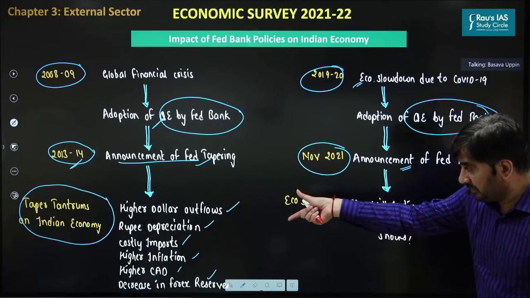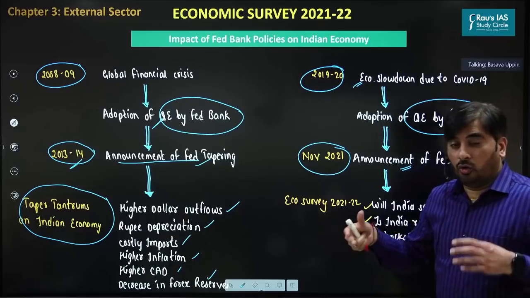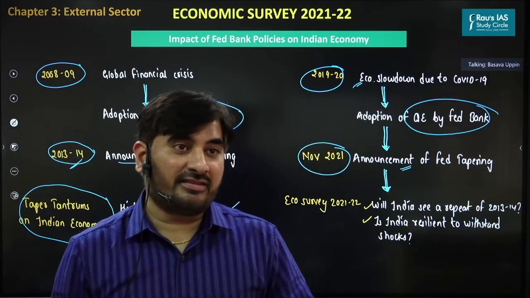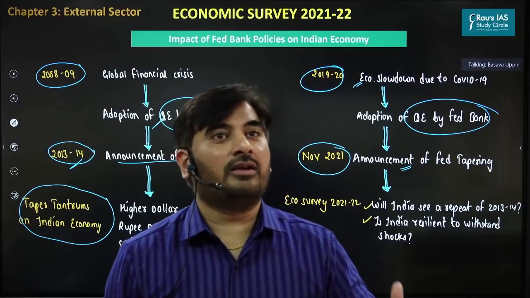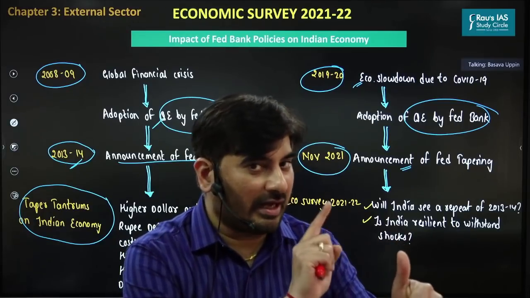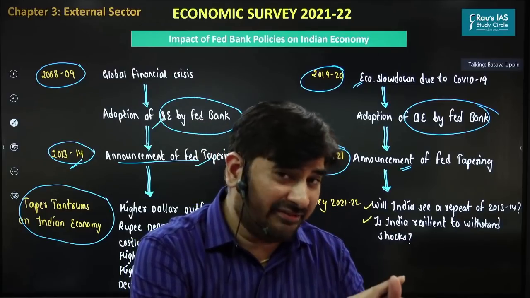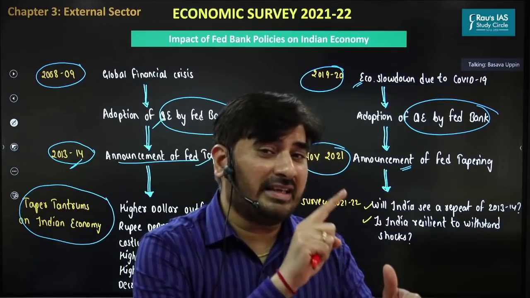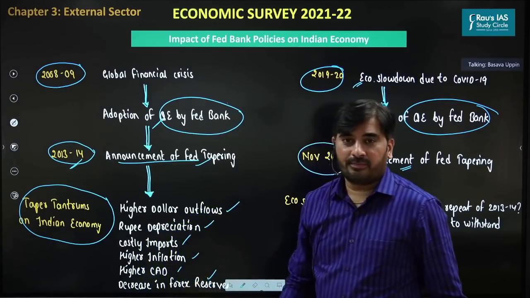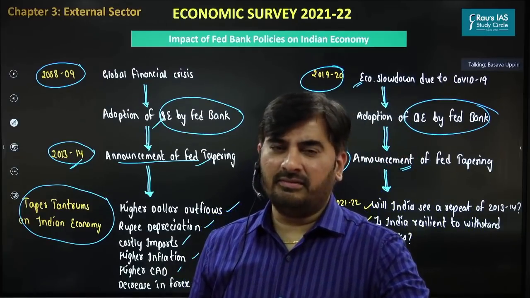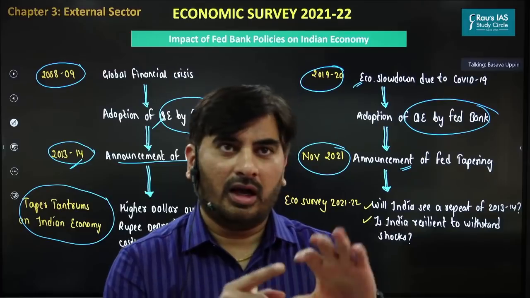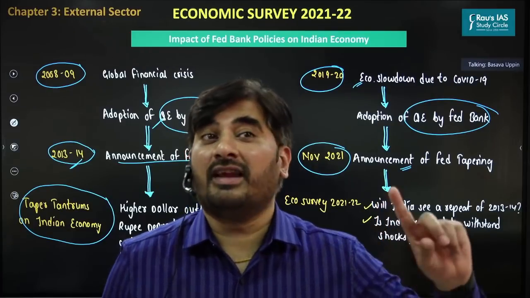And if at all this taper tantrum takes place, do we as an economy have the resilience to withstand these external shocks? That is what this economic survey is discussing. Are you getting this point? So first it discusses whether we are going to see the taper tantrum, and if the taper tantrum takes place, whether we have the capacity to withstand the external shocks. As far as the prelims examination is concerned, what you must understand is what is quantitative easing, what is Fed tapering, how it is going to impact the Indian economy, and what is taper tantrum.